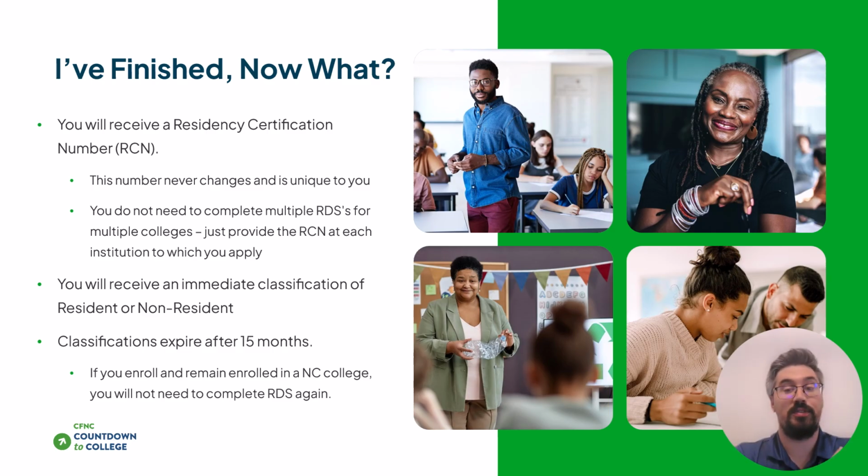So let's say that you have finished the RDS application and you just want to know, all right, what comes next? The first very important thing that you're going to receive is your residency certification number, otherwise known as the RCN. This number will never change and it is unique to you, so make sure that you keep it with you. This means that you do not have to complete multiple RDS applications for multiple North Carolina colleges. All that you have to do is complete it once, receive this RCN, and then provide that RCN at every single North Carolina college that you apply to.